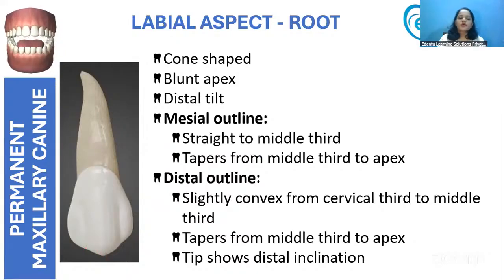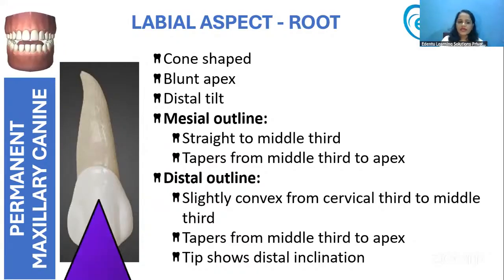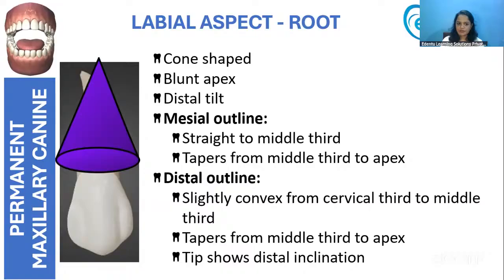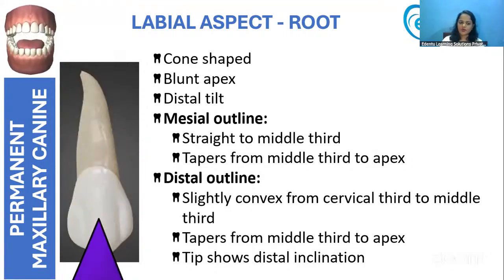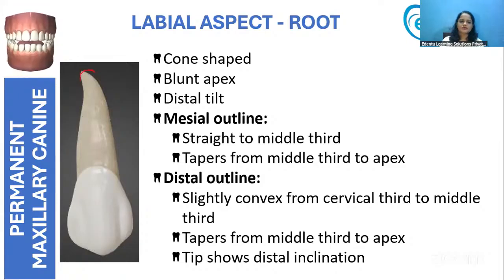Now coming to the root. The root of the canine is usually cone shaped. It is like a perfect cone-shaped root, but the apex is not as sharp as the cone shown here. The apex is usually a little bit blunt, and you'll be able to see a distal tilt. You see this tilt of the root? Yes, that is usually towards the distal side.